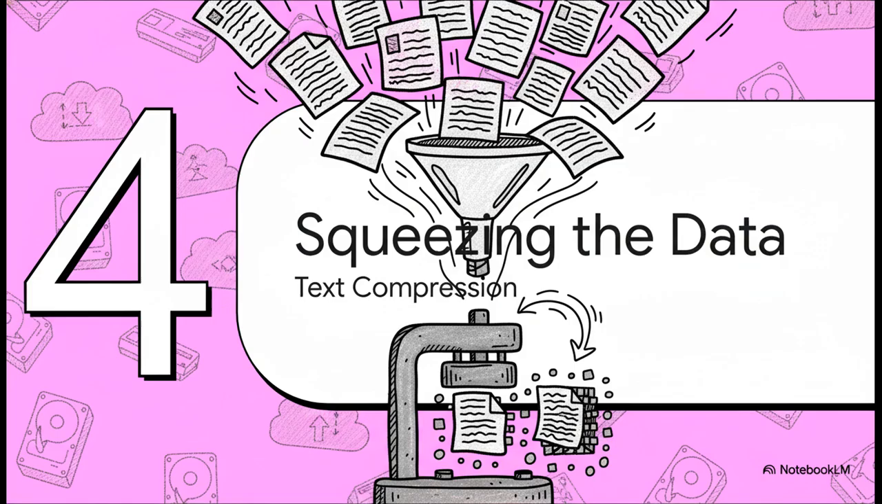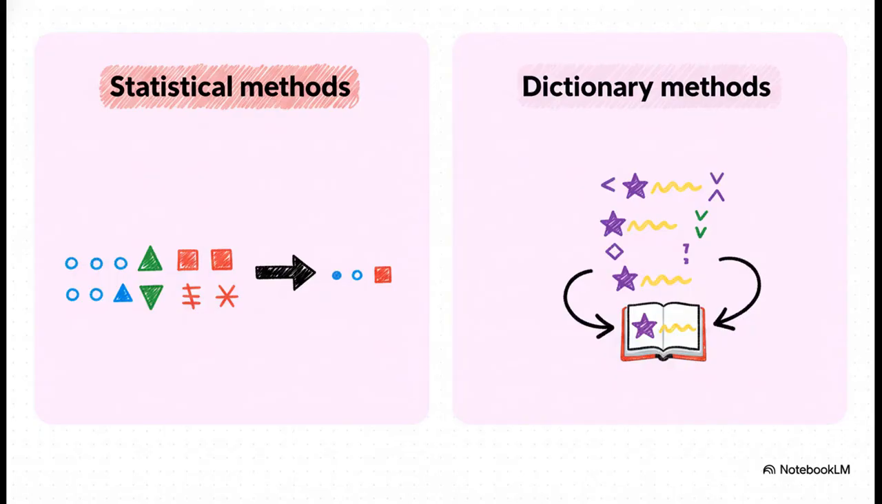Okay, so we've pre-processed everything, but we're still left with an absolute mountain of data from billions and billions of documents. So the final challenge is, where do you put it all? How can you possibly store it efficiently? Well, that's where the magic of text compression comes into play. And there are basically two main approaches to this. You've got statistical methods, which are a lot like Morse code. They just assign shorter codes to the letters or words that pop up most often, like E or the.